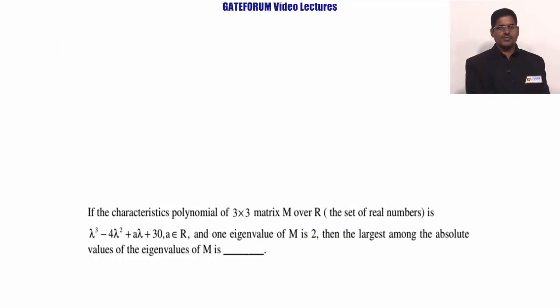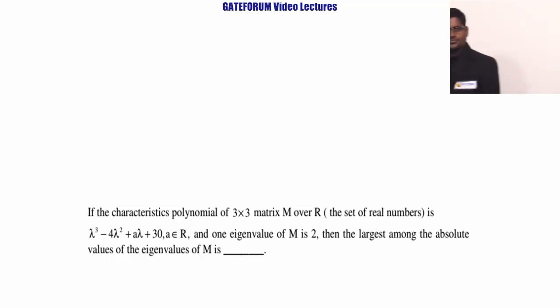The question is, if the characteristic polynomial of 3 cross 3 matrix M over R, the set of real numbers, is lambda cube minus 4 lambda square plus A lambda plus 30, A belongs to R, and one eigenvalue of M is 2, then the largest among the absolute values of the eigenvalues of M is. This question is from engineering mathematics. Topic is linear algebra. Subtopic is eigenvalues, which is from GATE 2017.